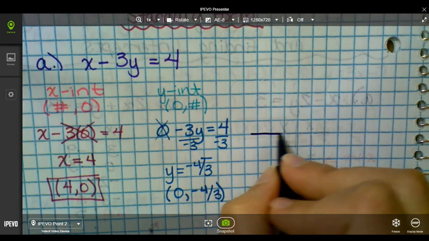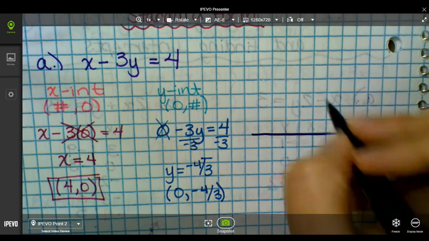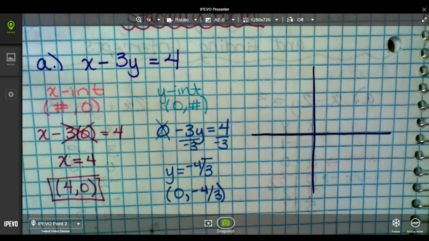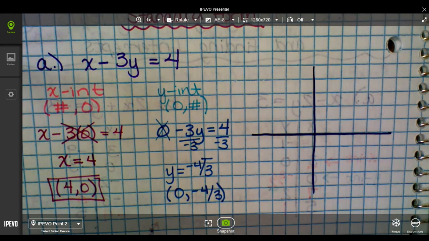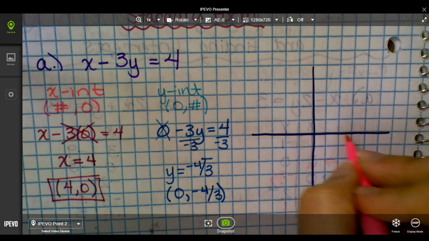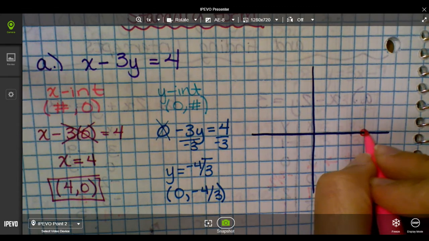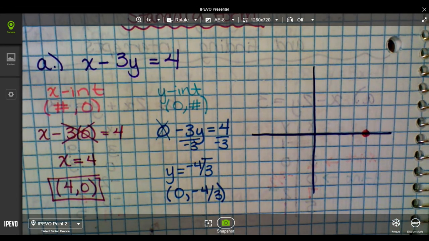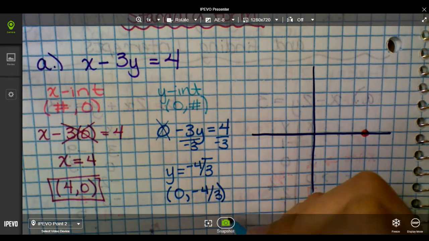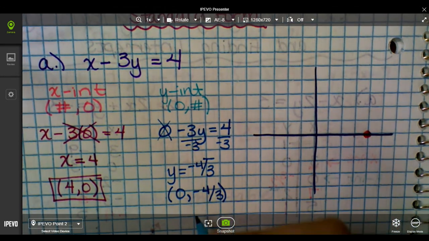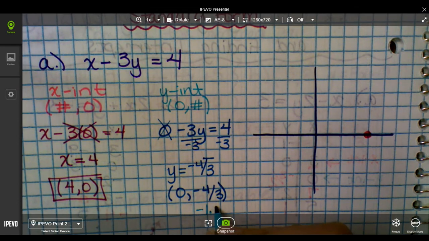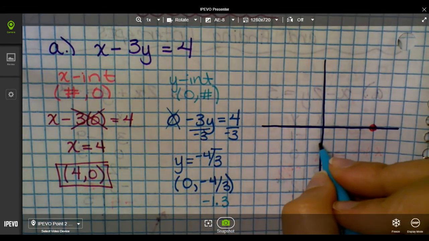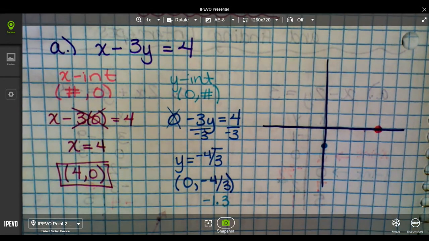So then all we need to do is draw our coordinate plane. Okay, and my x-intercept was at (4, 0): 1, 2, 3, 4. And again, my x-intercept should be on my x-axis. And yes, I do see that mistake a lot. My y-intercept is at negative 4 over 3, which is just like negative 1.3 repeating. So negative 1.3, somewhere down here.